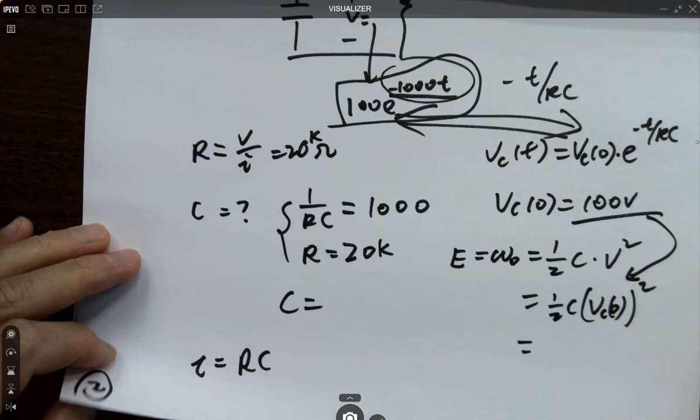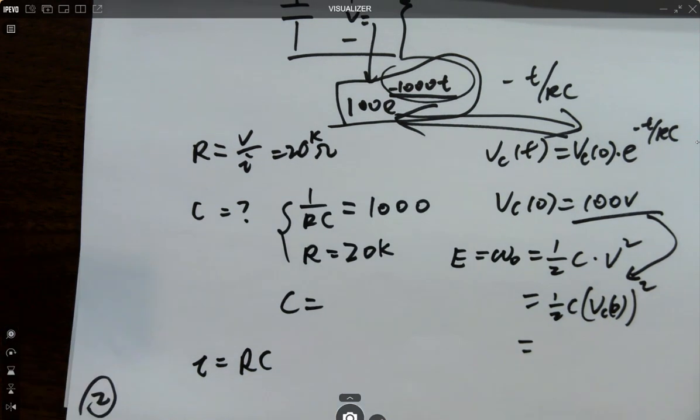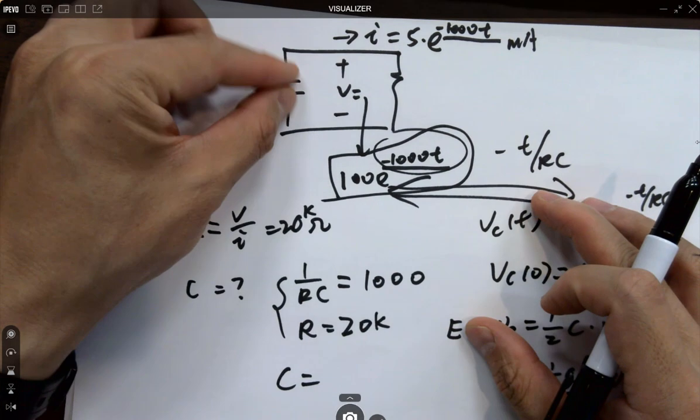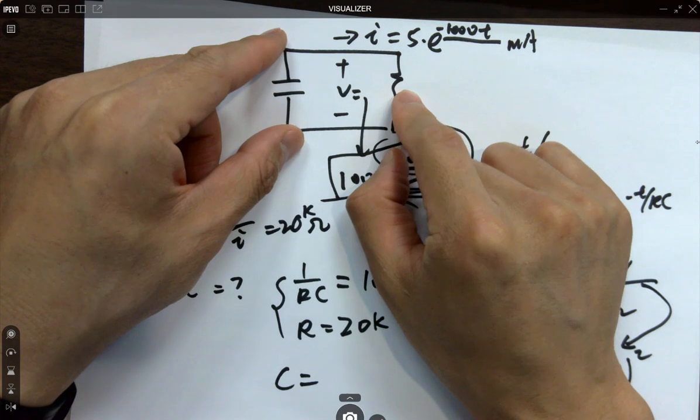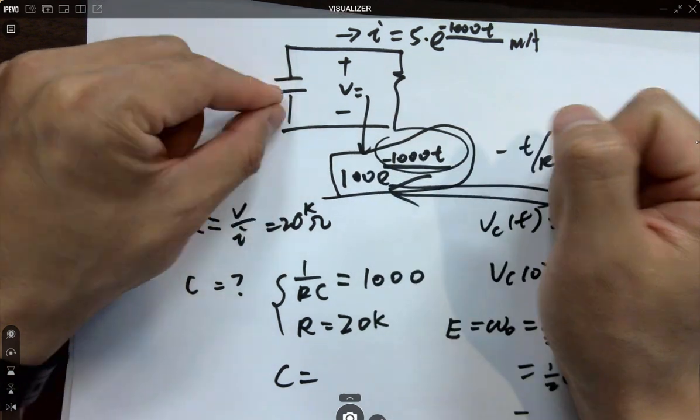And the last question is how much time does it take to dissipate 80% of the initial energy in a cap? Because it's discharging, it's actually dissipating power to the resistor. So current runs through the resistor and generates heat. So it's dissipating power, right?